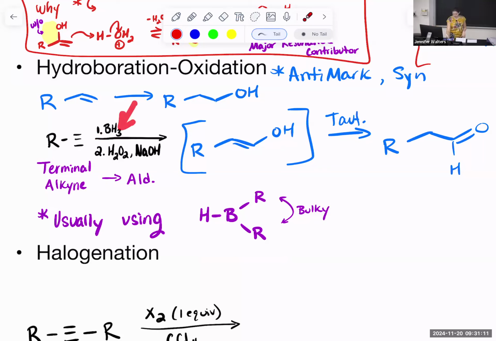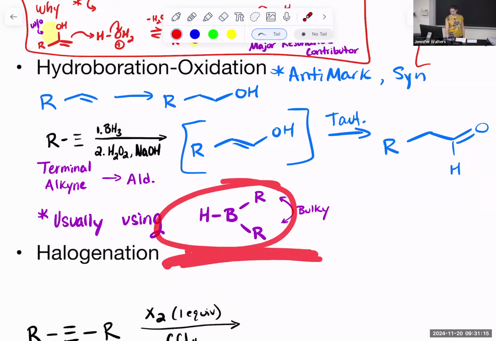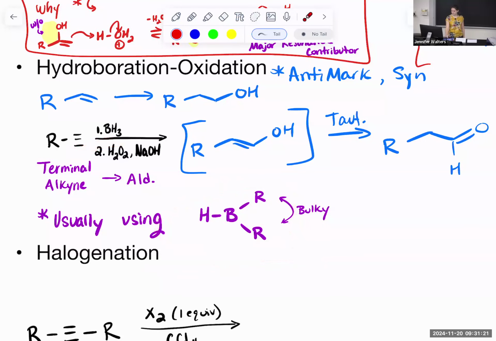I'm cool if you keep using BH3. I'm mostly pointing this out so that if you see this reagent, you don't go, what the heck is that? It is the same thing as BH3. It's just improving your regioselectivity.